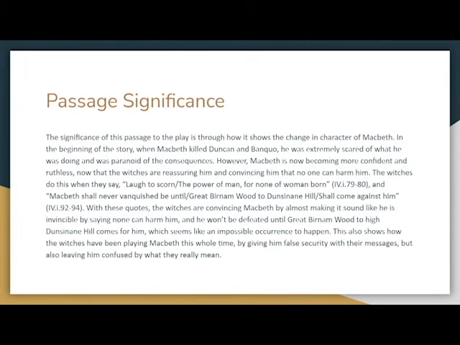The witches do this when they say, "Laugh to scorn the power of man, for none of woman born," and "Macbeth shall never be vanquished, be until great Birnam Wood to Dunsinane Hill shall come against him." With these quotes, the witches are convincing Macbeth by almost making it sound like he is invincible by saying no one can harm him and he won't be defeated until Great Birnam Wood to high Dunsinane Hill comes for him, which seems like an impossible occurrence to happen. This also shows how the witches have been playing Macbeth this whole time by giving him a false sense of security with his messages, but also leaving him confused by what they really mean.